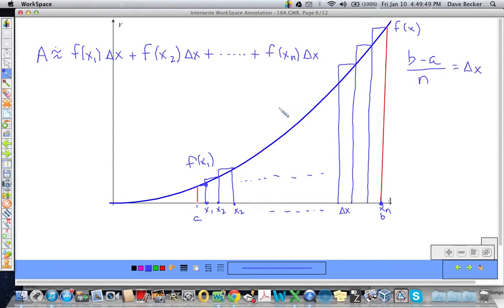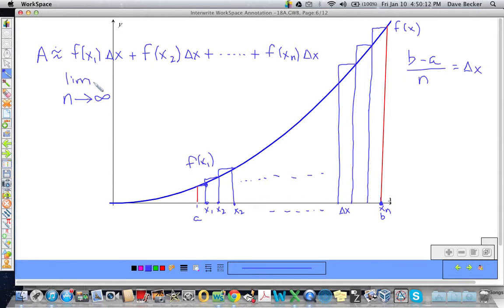Well, let's consider what would happen if n became greater and greater and greater. In fact, let's consider what would happen if n would go to infinity. Well, what would happen is the width of the rectangles would approach 0.